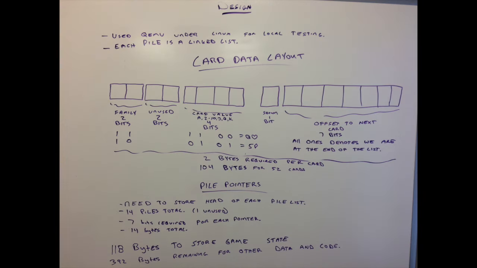The entirety of the game state is stored in 118 bytes. 104 of those bytes are used for the cards, 52 cards times 2 bytes per piece, to store things like the suit, the value, whether the card's shown or not, and what the next card in the list is. The remaining 14 bytes are used to represent the piles in the game, the suit piles, the draw and discard piles, and the play piles.